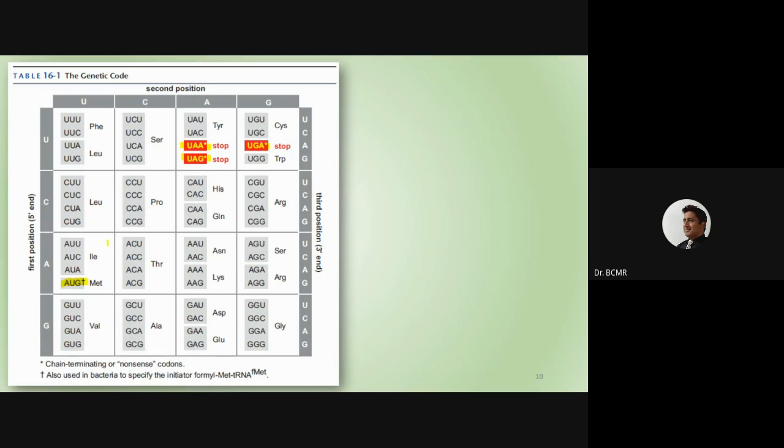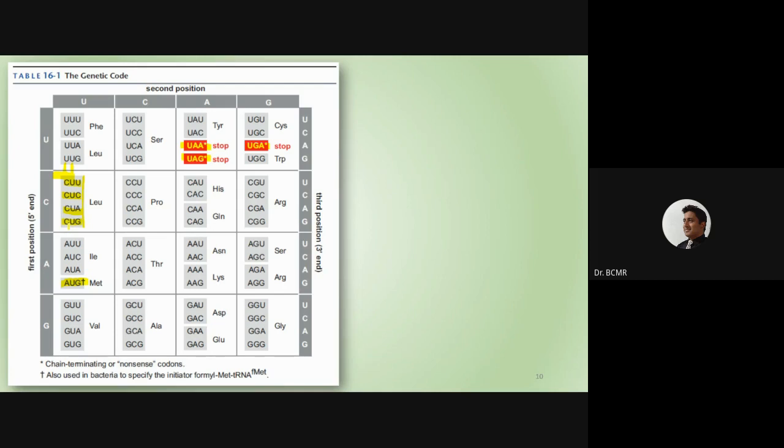What I want to bring your attention to is, for example, this square. You see CUU, CUC, CUA, CUG. The first and the second bases are common in all these codons, CU, CU, CU, CU. What differs is the third base. We will discuss the wobble hypothesis at a later stage.